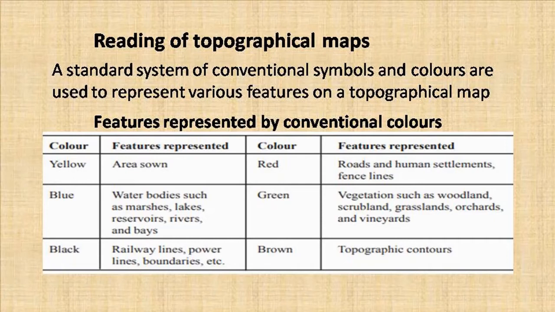So first, let us study the features represented by conventional colors in a topographical map. You can see a table here. The yellow color in a topographical map is used to show the cultivated area. The blue color is used to show the water bodies such as lakes, reservoirs, rivers. The black color is used to show the railway lines, power lines, or boundaries. Red color is used to show the roads and human settlements. Green color is used to show the vegetation. And brown color is used to show the topographic contours.